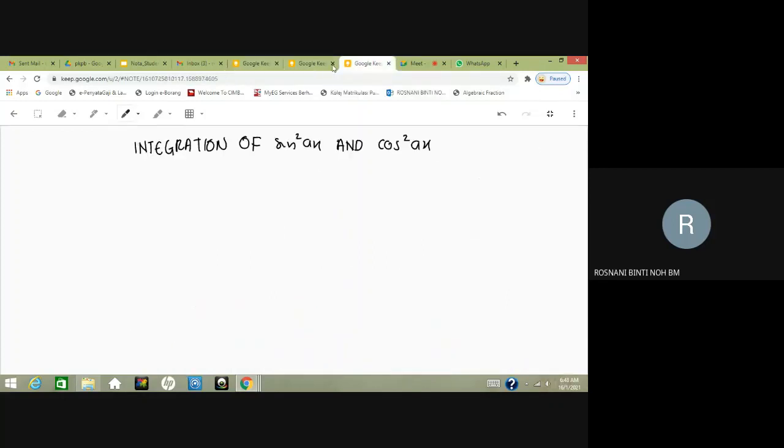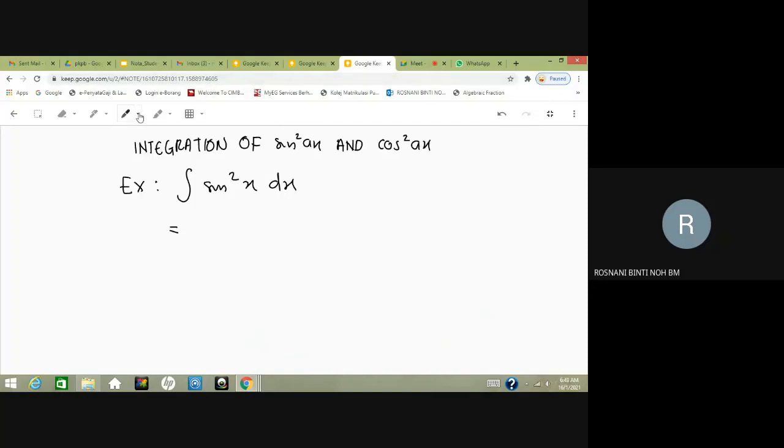So to solve for sine squared and cos squared, we need to change the question itself. For example, I'm using an example to explain to you. Integrate sine squared x dx. None of the formulas is the integration of sine squared. So if you want to integrate sine squared, you have to change the question itself. Change it to be what?